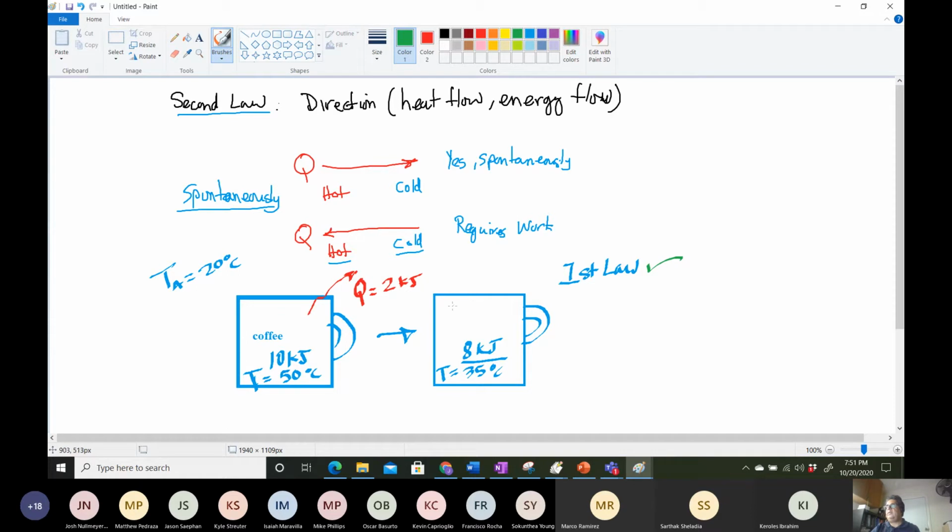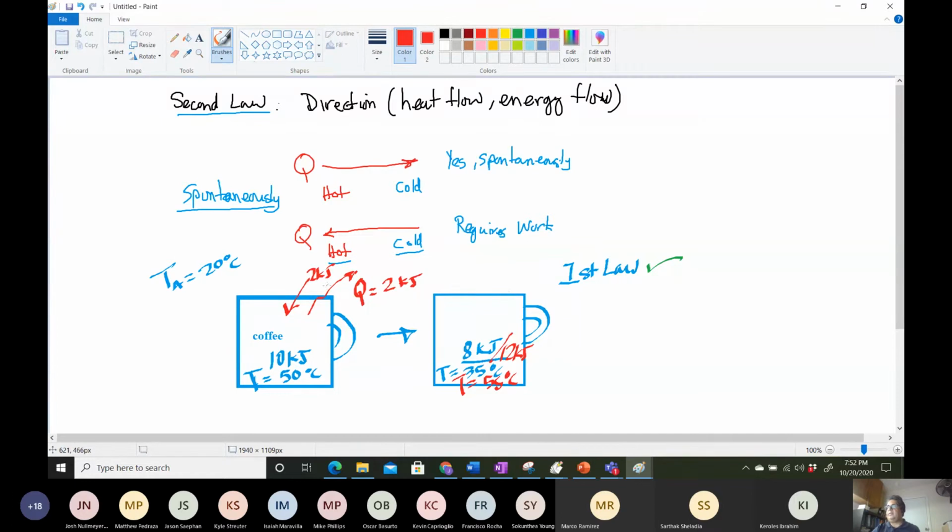The first law doesn't tell us, well, what if it happens the other way around? What if we have heat coming in, it's 20 degrees C outside and the coffee is 50 degrees C, it's hotter, and it's still 2 kilojoules. Now we went from 10 kilojoules to 12 kilojoules, instead of 8, because we gained 2 kilojoules. And therefore the temperature started at 50, and let's say now it's 55. That doesn't make any sense, right?